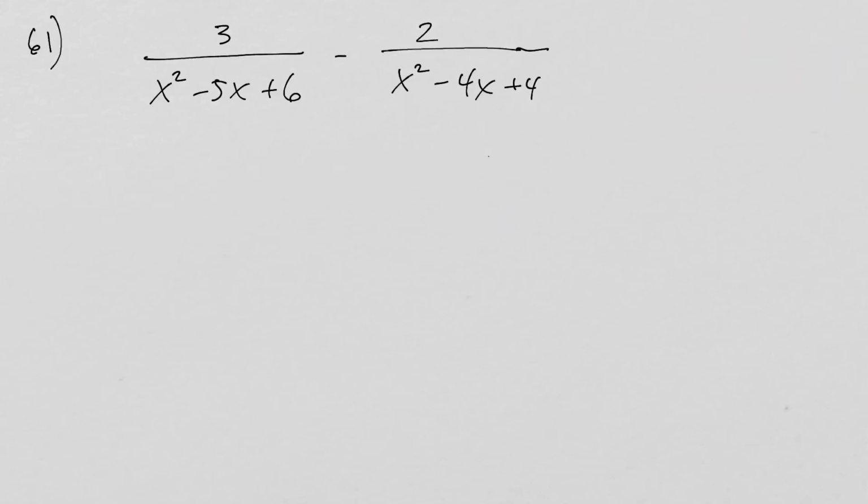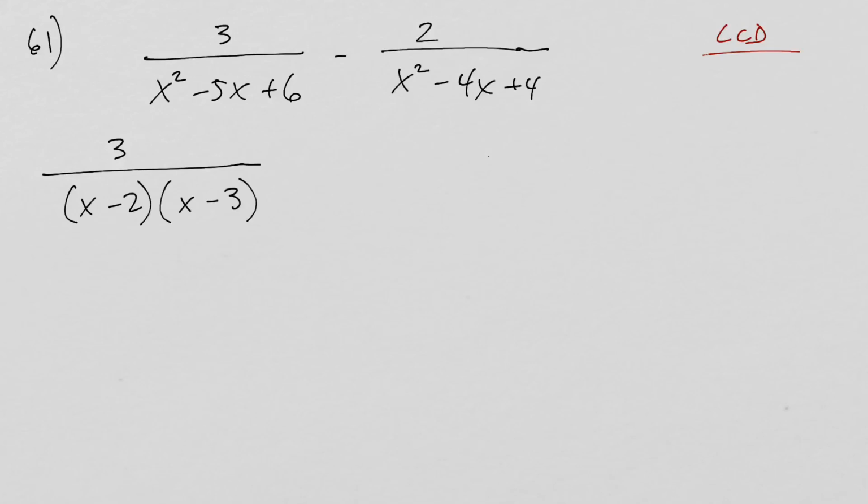Okay, before I can figure out my LCD, I need to factor the denominators. So I'm going to have 3 over, this becomes x minus 2 times x minus 3. That's going to add up to my 5. And notice I'm leaving myself some space. This next one, this is a perfect square. This is going to be x minus 2 quantity squared. Notice I'm leaving myself some space.